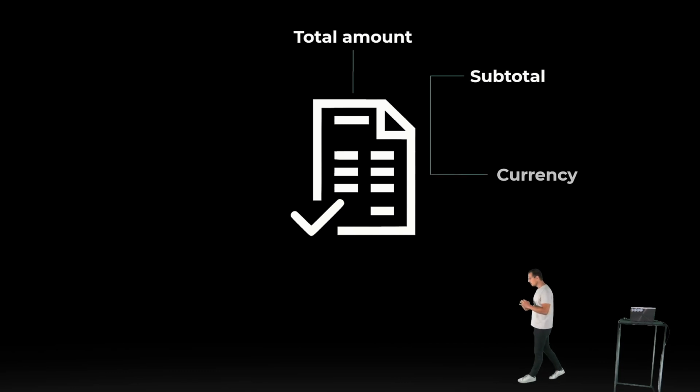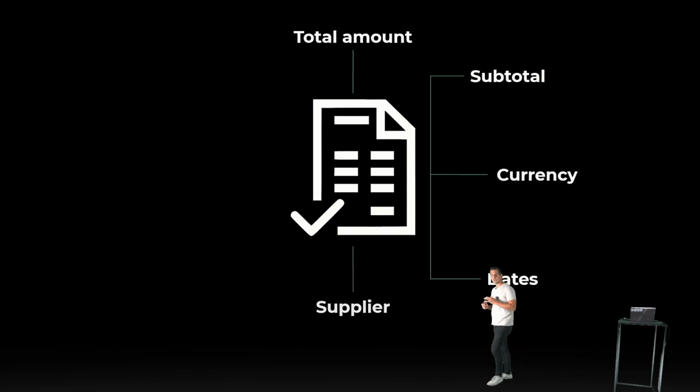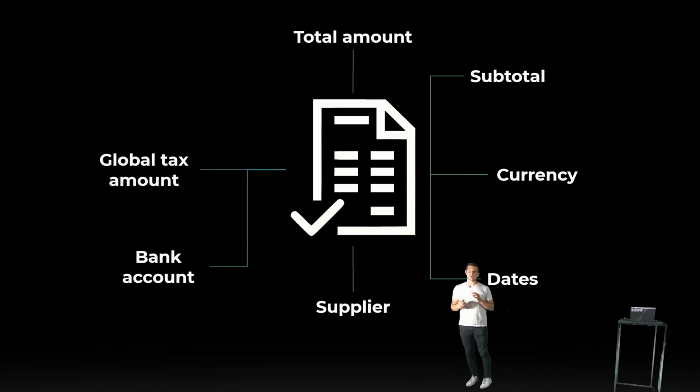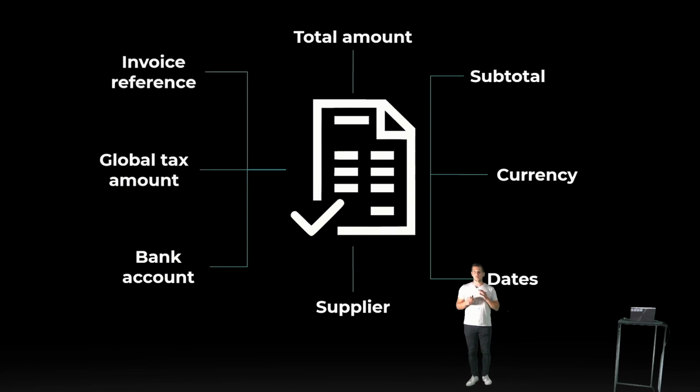When we scan a bill through our artificial intelligence, we will basically try to capture all necessary information so that we can automatically process all vendor bills. So we will start by capturing the total amount as well as the subtotal, the currency, but also dates, the invoice date, the due date. The supplier will also be attached immediately to the invoice.